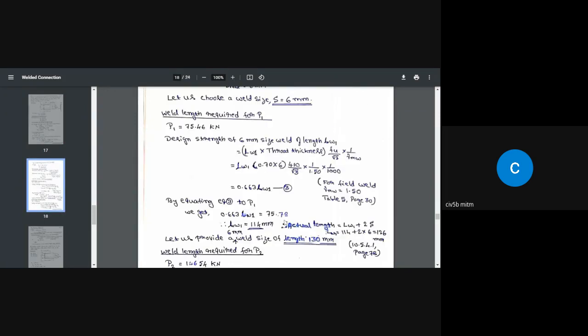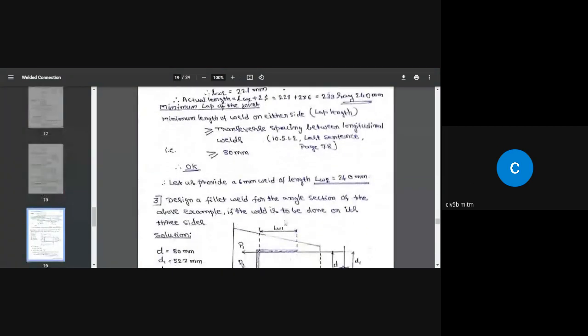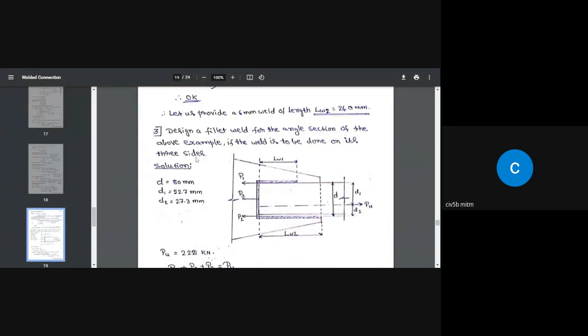So going with the next example, see here: design a fillet weld for the angle section of the above example if the weld is to be done on its 3 sides. This time, we are not providing welds on 2 opposite sides. Instead, we are providing welds on 3 sides. As far as PU is concerned, it is the same, 222 kilonewton.